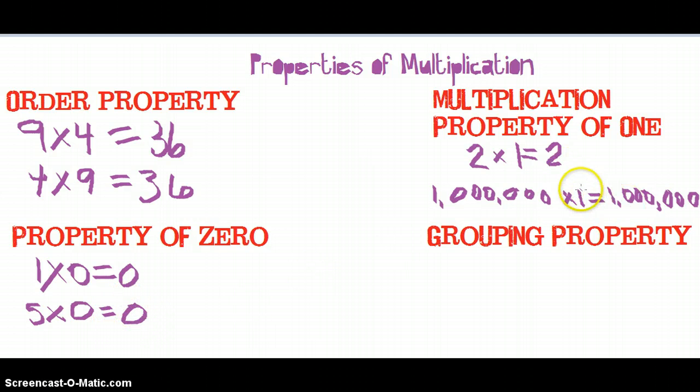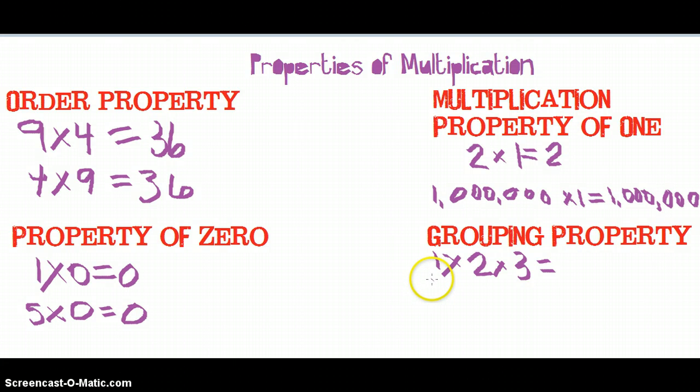Now, the last property is the grouping property of multiplication. This property says that if you change the way the factors are grouped, the product remains the same. So, if I had a problem that was 1 times 2 times 3, I could work it a couple of different ways. I could use parentheses. Now, we're going to learn later on that we always do our parentheses first.